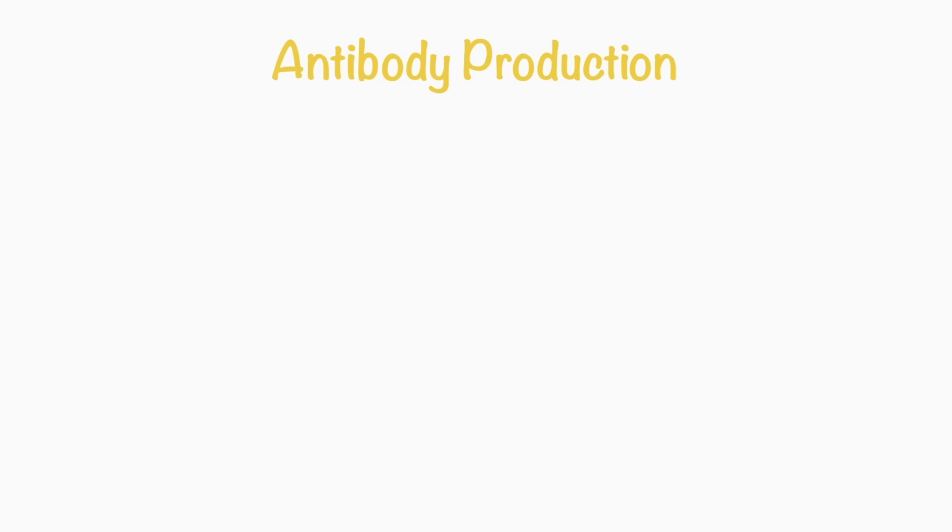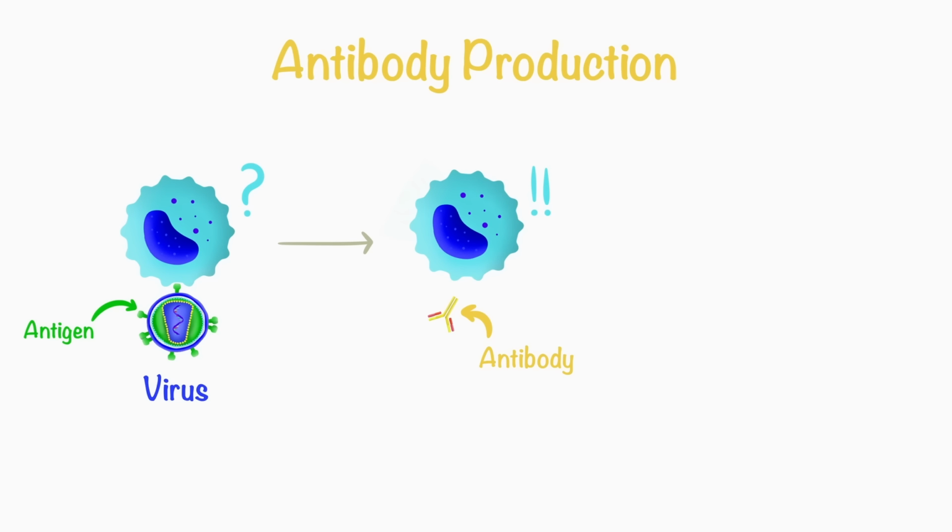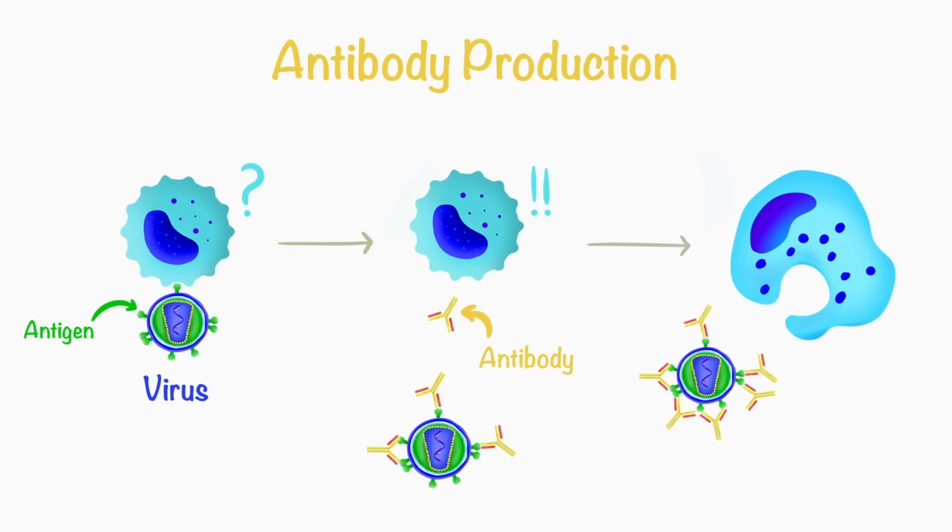Another response involves the production of antibodies. When white blood cells encounter a foreign substance called an antigen, they produce specific proteins called antibodies. These antibodies lock onto the specific antigens on the pathogen's surface. This tagging helps other white blood cells identify and destroy the invader. It also prevents the pathogen from attaching to our body cells.